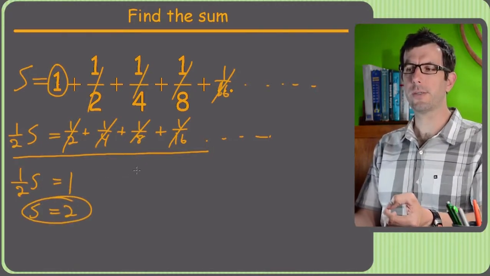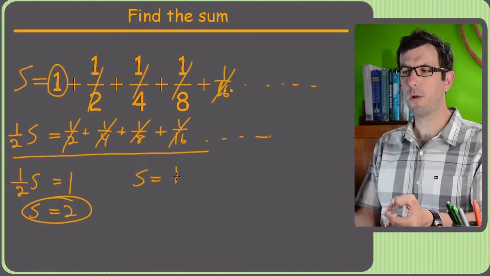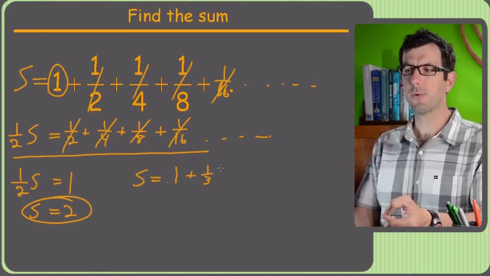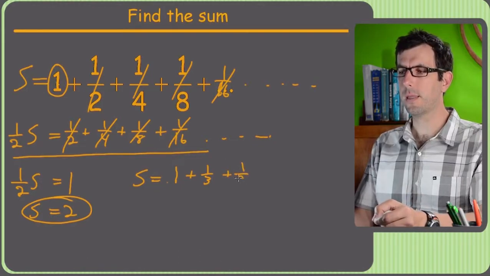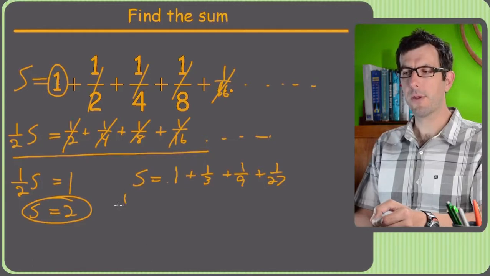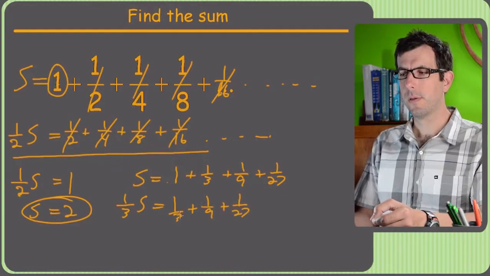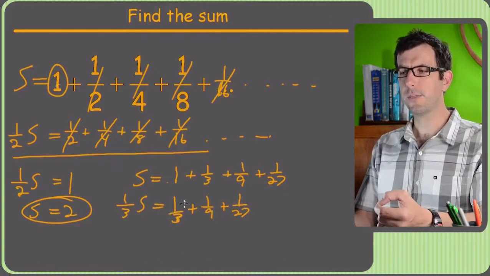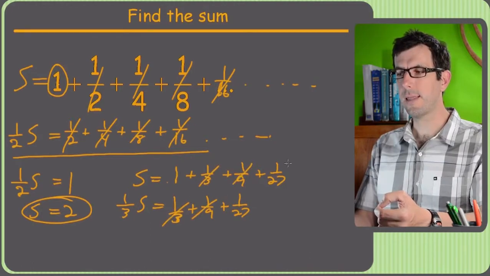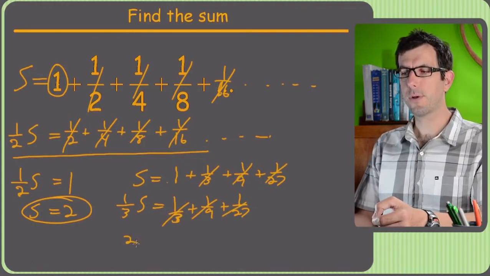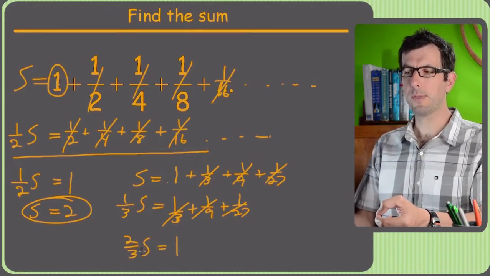almost any geometric series. So if we had a series equals 1 plus, if we had r equals 1/3, so 1/9 plus 1/27, all we'd have to do is multiply by 1/3. And the same thing will happen if we subtract these two. That cancels that, that cancels that, that cancels that. And we get 2/3 s equals 1. So now to solve this, we have to multiply both sides by 3/2, and we get s equals 3/2.